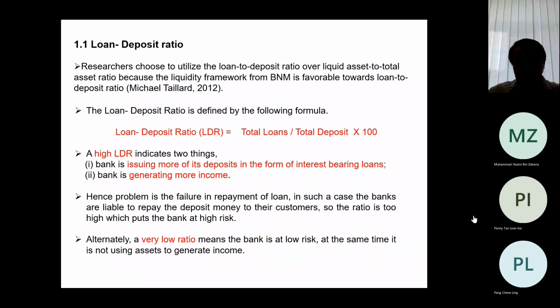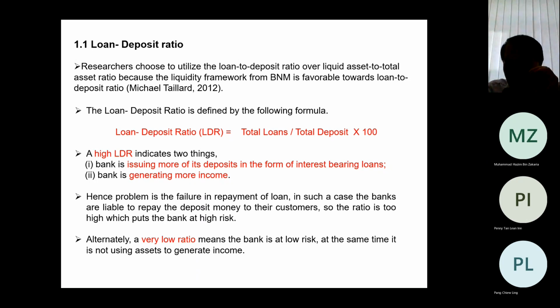So you can see here, the loan deposit ratio means they take total loan divided by total deposit times 100%. What does it mean by a high LDR here? High LDR means two things. First, they issue more deposits in the form of interest bearing. That means they take the deposit and give out loans and get the interest. The second one is to generate income. The moment they give more loans, that means they generate more income. That's when the ratio is high.